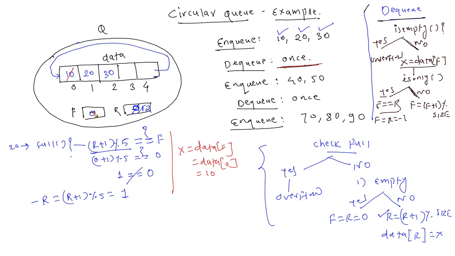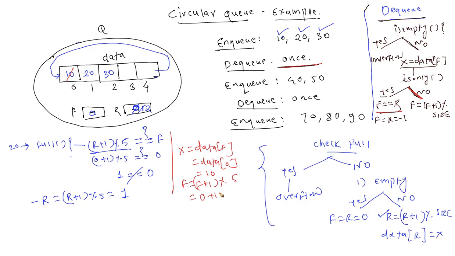Now here check the element which is just now removed, was that the only element in the queue or there are more than one elements? So how will I check that? Is F equal to R? No, F is 0, R is 2. That means the element was not the only element. There are more than one element, so we'll increment F by 1 in the circular fashion. So F is equal to F + 1 mod size, here size is 5.